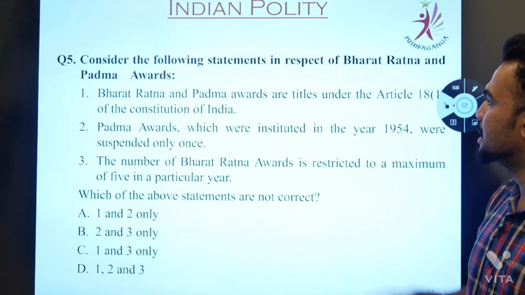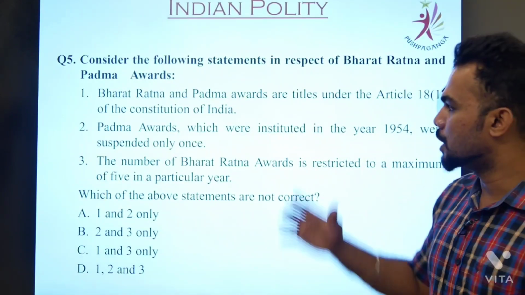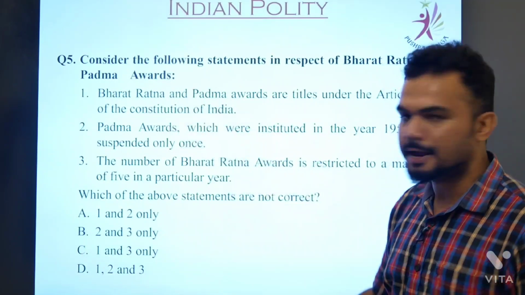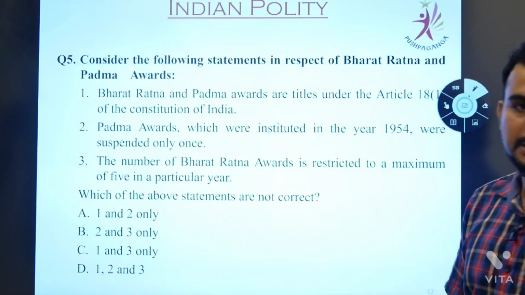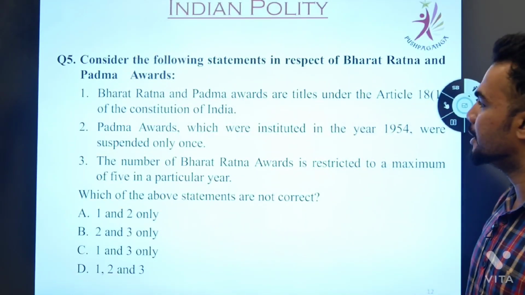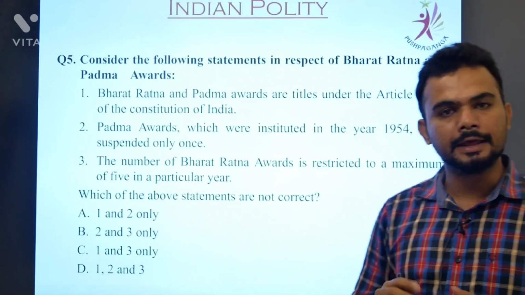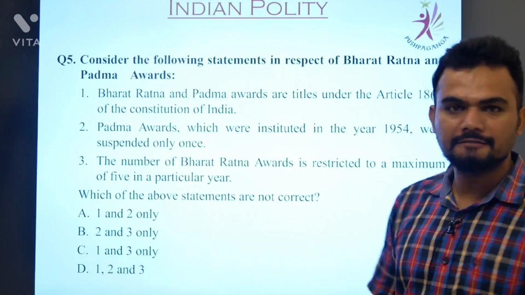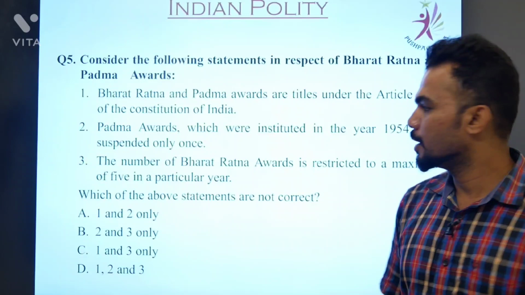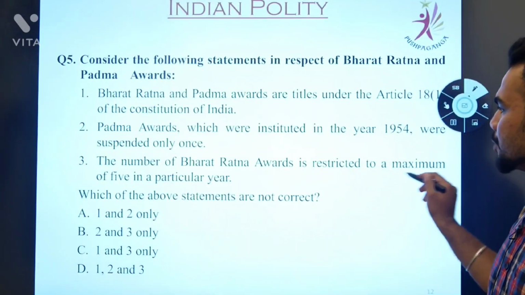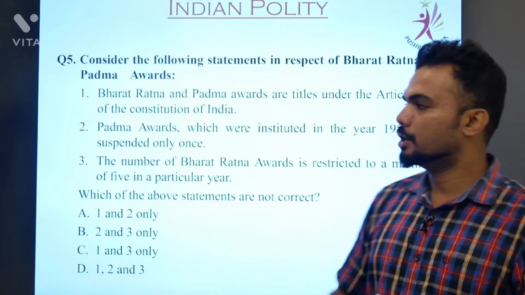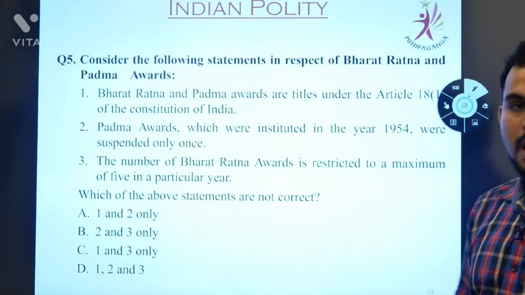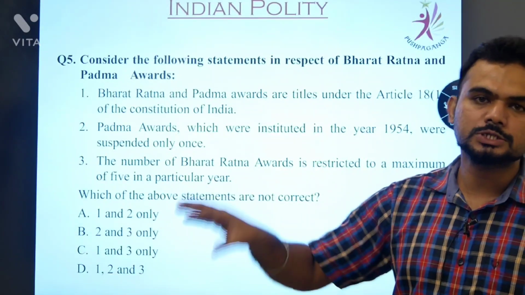Consider the following statements in respect of Bharat Ratna and Padma awards. There are three statements and then the options are given. The first statement: Bharat Ratna and Padma awards are the titles under Article 18 Clause 1 of the Constitution of India. The second statement: Padma awards, which were instituted in the year 1954, were suspended only once. Then the third: the number of Bharat Ratna awards is restricted to a maximum of 5 in a particular year. The final question asked is, which of the above statements are not correct? We have to choose which is not correct.